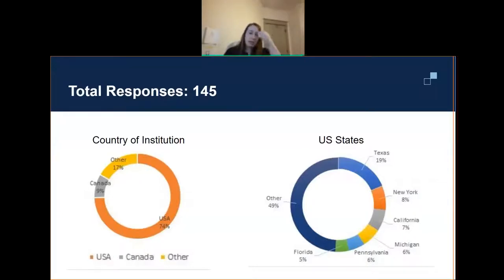Also, it's not shown here, but the majority of our respondents were from doctoral granting universities. It was about 80 respondents that were from doctoral granting universities. And almost 60 of our responses came from institutions with student populations between 10,000 and 30,000.